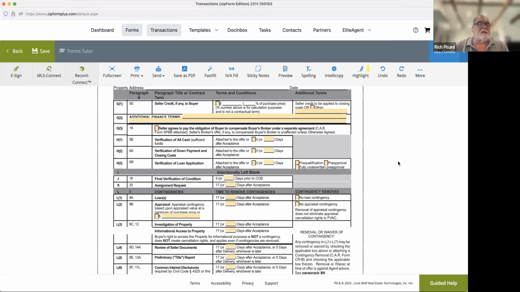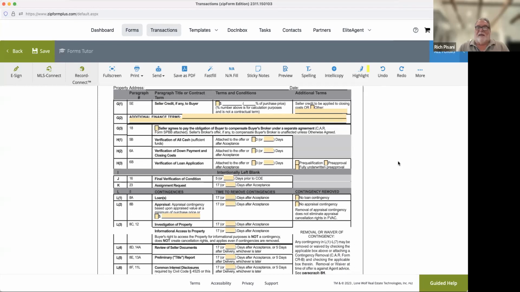Additional finance terms is, I'm trying to think of what an additional finance term would be. The buy down could go here also if you didn't want to put it in the seller credit, or I can't think of anything right off the top of my head.